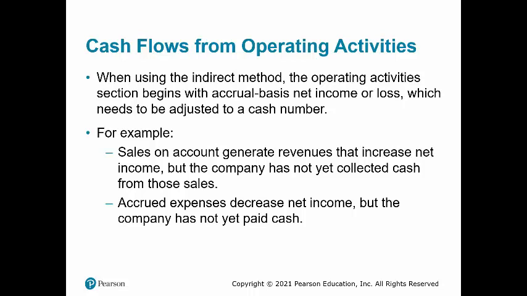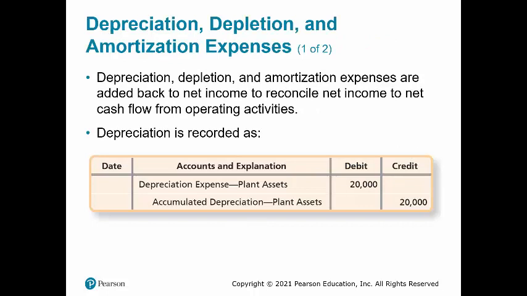So to go from net income to cash flow from operating activities, we must make some adjustments to net income on the statement of cash flows. These additions and subtractions will follow net income, and they're labeled adjustments to reconcile net income to net cash provided by operating activities. The first adjustment that we make in the operating activities section is for any depreciation, depletion, and amortization expenses that have been subtracted from net income, because these expenses do not involve cash.